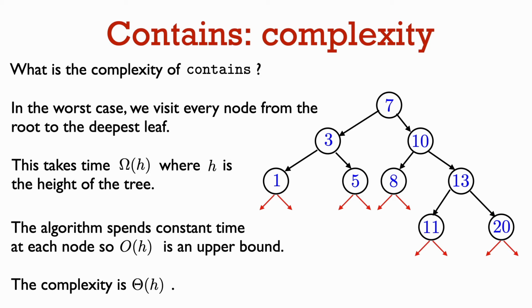Now let's think about the upper bound on the running time. To execute the body of the while loop just takes constant time. All we do is compare the input key to the key at the node pointed to by temp, and then update temp accordingly. Thus, we can also upper bound the running time by a constant factor times the height of the tree. So the overall worst case complexity of contains is theta of h. The function will always run in time order of h, and in the worst case, it will also take time at least a constant times h.